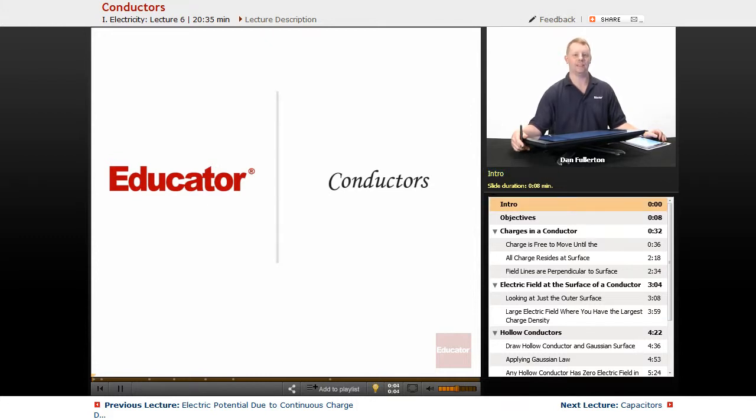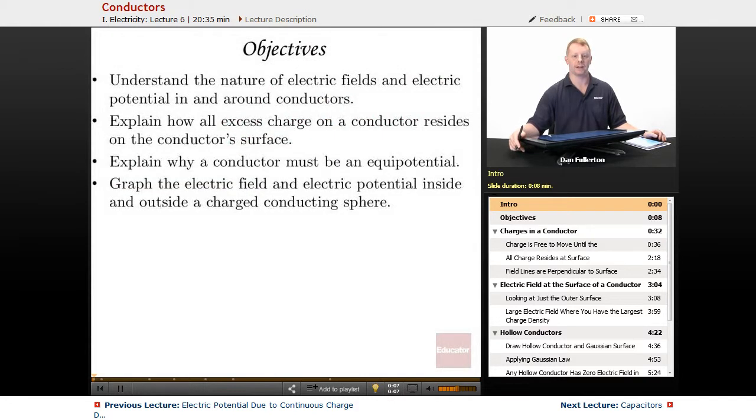I'm Dan Fullerton and in this lesson we're going to talk about conductors. So let's start with some of our objectives. To begin with, we're going to try and understand the nature of electric fields and electric potential in and around conductors. We're going to explain how all the excess charge on a conductor resides on the conductor's surface, not in its bulk. Explain why a conductor must be an equal potential. And finally, graph the electric field and electric potential inside and outside a charged conducting sphere.